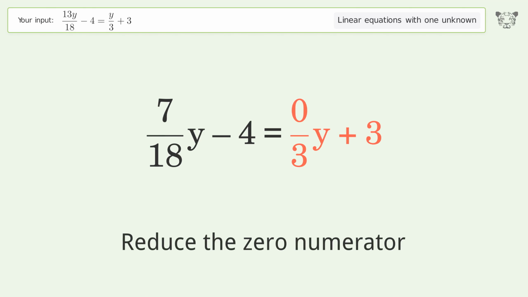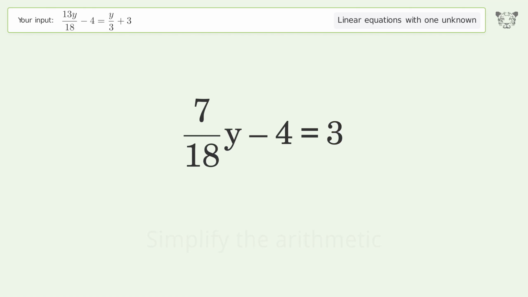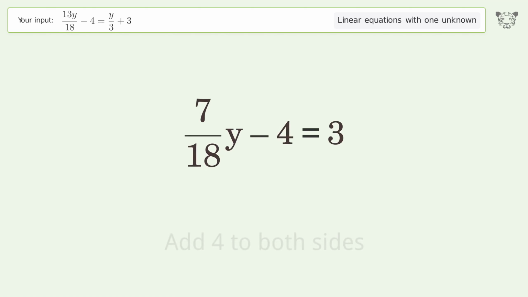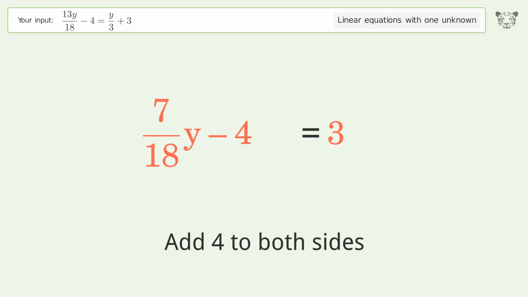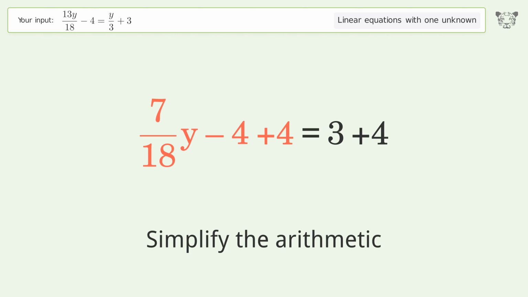Reduce the zero numerator. Simplify the arithmetic. Group all constants on the right side of the equation. Add 4 to both sides. Simplify the arithmetic.